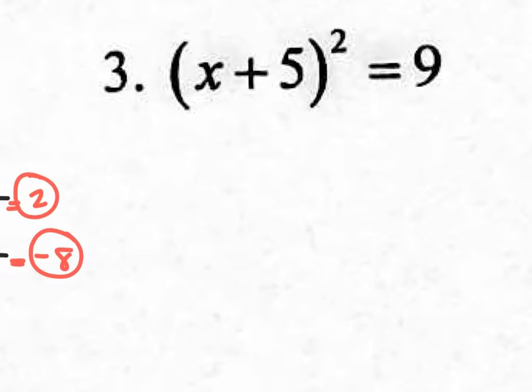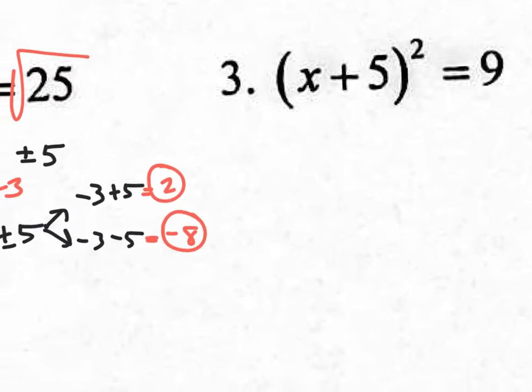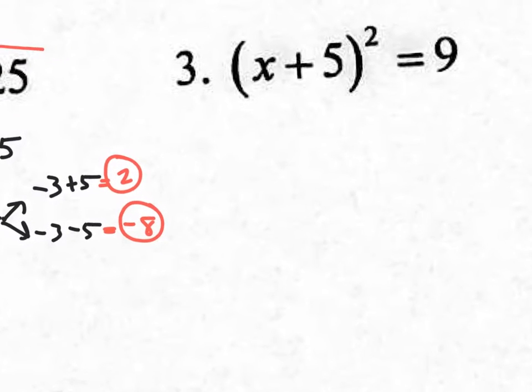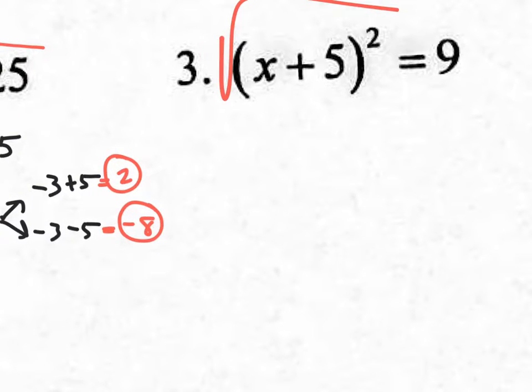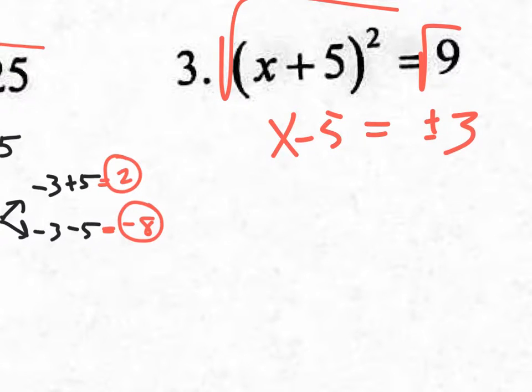Number 3, what do I do? Same answer? Different question, right? Yeah, different question. All right, so let's square root and square root. And you get x minus 5 equals plus or minus 3. And that's not a minus 5, that's a plus 5. So we have x plus 5 equals plus or minus 3. So now let's solve this thing by subtracting 5 and subtracting 5.